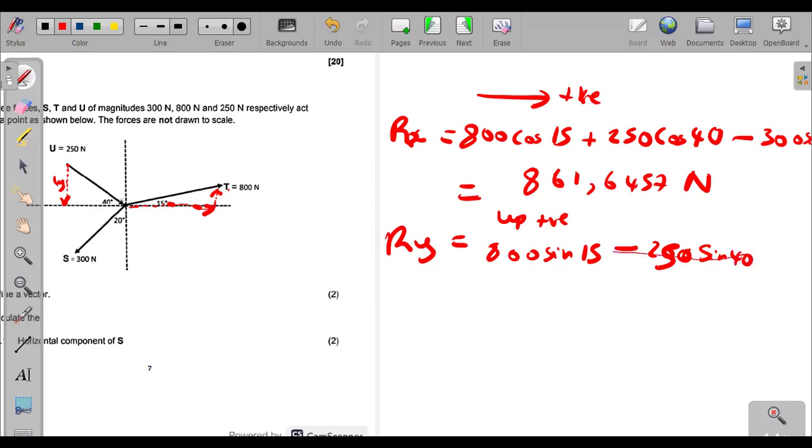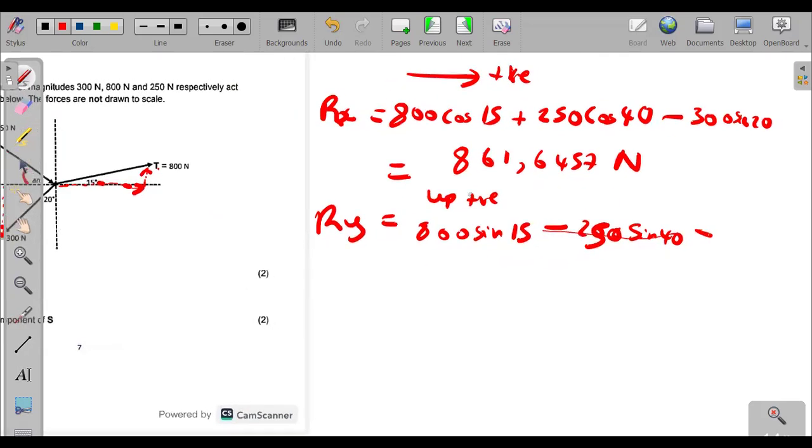Using the trig ratios again, this is the opposite and hypotenuse. So 250 sine 40, minus, again, considering the vertical component of S, it's acting downwards. So since it's acting downwards, we are saying minus 300 cos 20, using that angle of 20 degrees there. This is the vertical component, it's going down, right? So 300 cos 20, and that gives us minus 235.549.